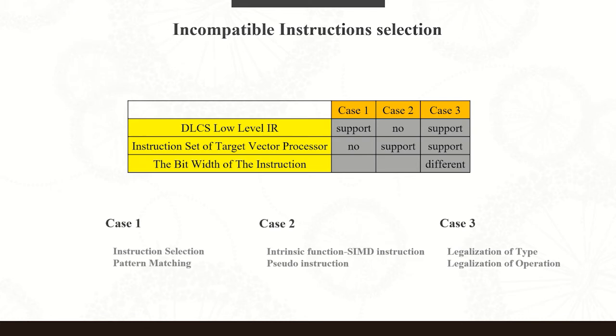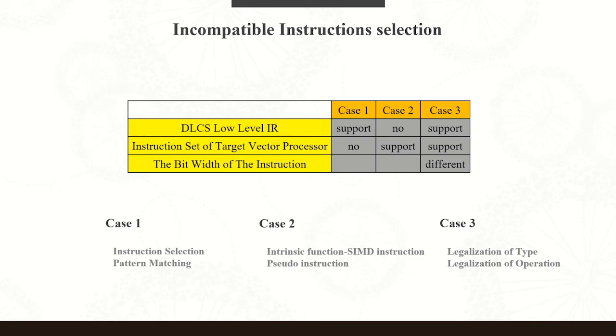The second case is when an operation is supported by low-level IRs but not supported by the target instruction set. The handling is done by leveraging the intrinsic function described earlier or pseudo instructions, where pseudo instructions means that the front end does not handle the instruction but the back end replaces the instruction with a combination of instructions in the target instruction set.